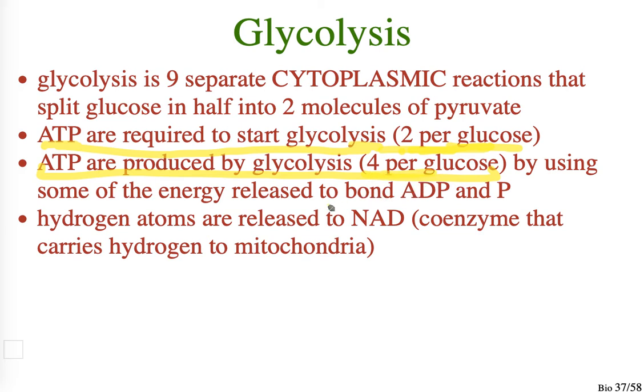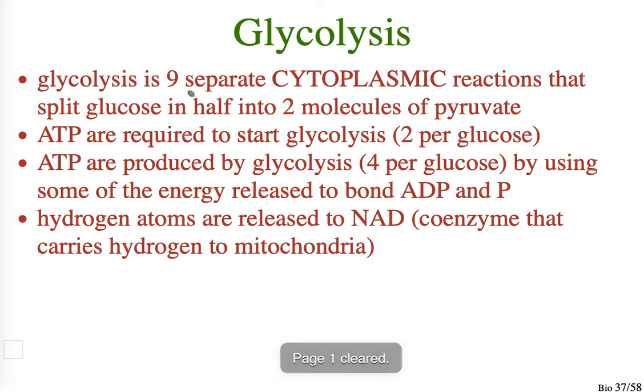And the purpose of glycolysis really is not just to make pyruvate. It's actually to feed your mitochondria. But there are a few hydrogen atoms, which I won't stress, that are released by glycolysis, and they end up going to the mitochondria so that the mitochondria can use them to make even more ATP. So in summary, glycolysis is 9 reactions, splits glucose into 2 molecules of pyruvate. It uses 2 ATP, but it makes 4 ATP, and it throws out a few hydrogen atoms. And that's it. There's really nothing else to talk about when it comes to glycolysis.